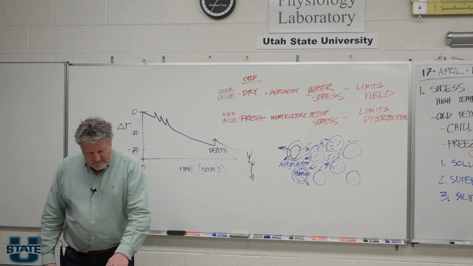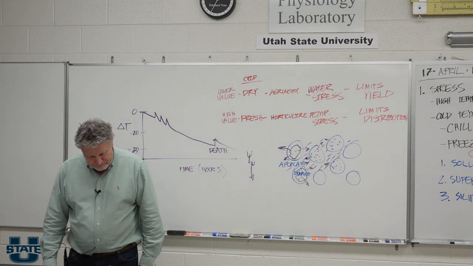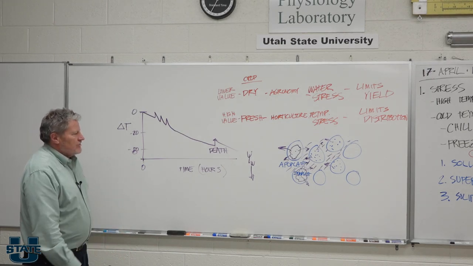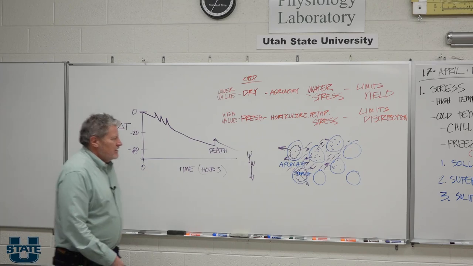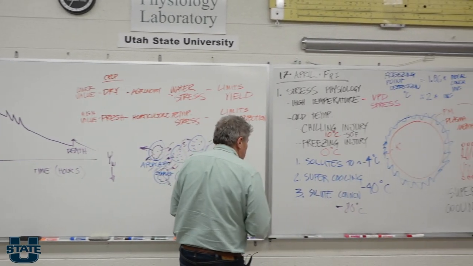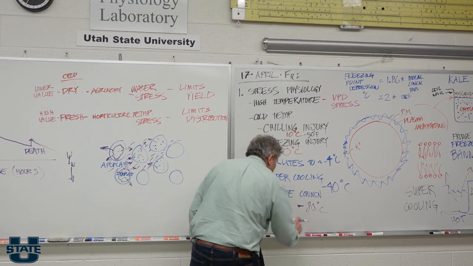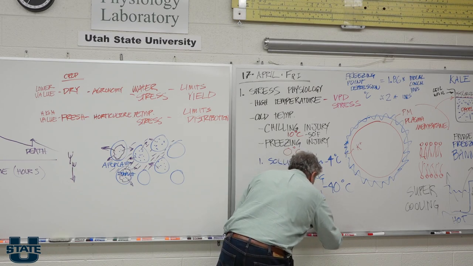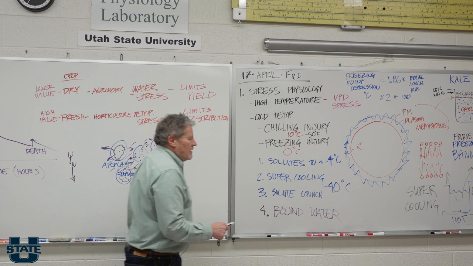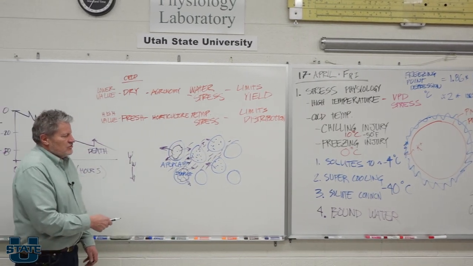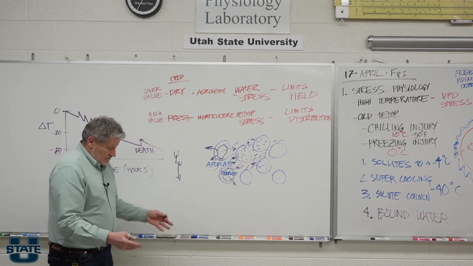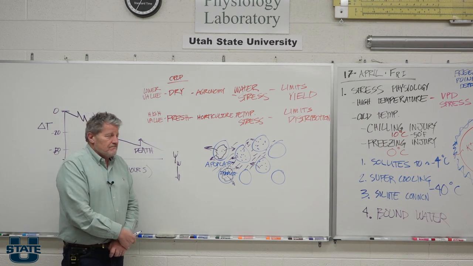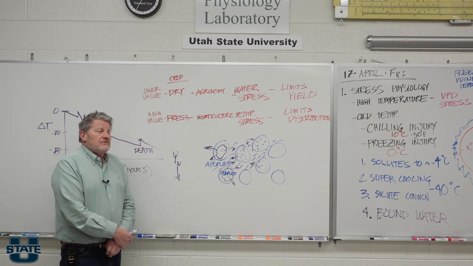Let's see. There's another way plants get generally better at this. I can even call this a fourth category here. I'm going to erase that. Bound water. There's free water in cells and there's bound water in cells. Same thing with soils. It's water bound to the soil particles. It's free, the free water's taken up. Same thing in plants. Let me give an analogy of a t-shirt.